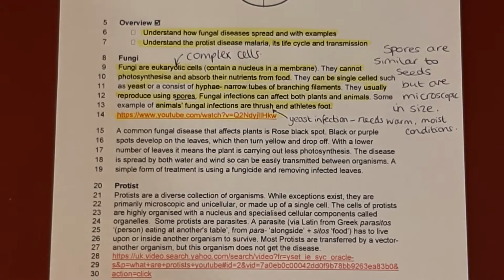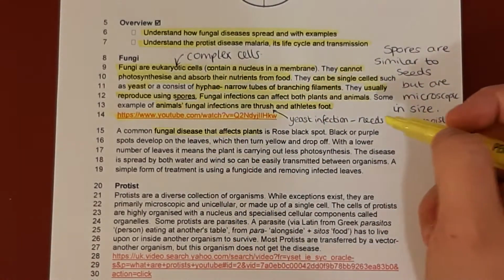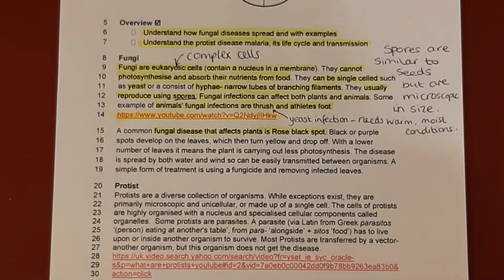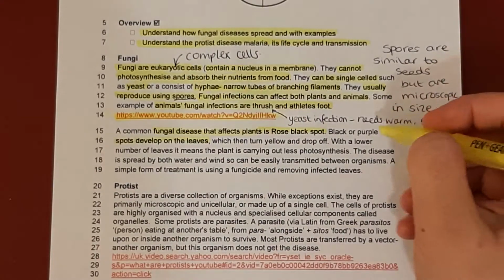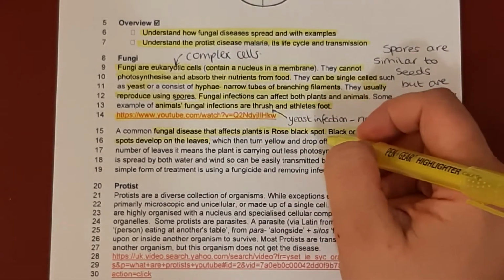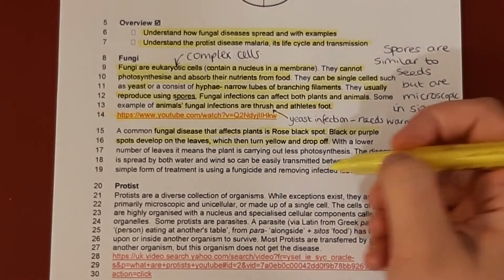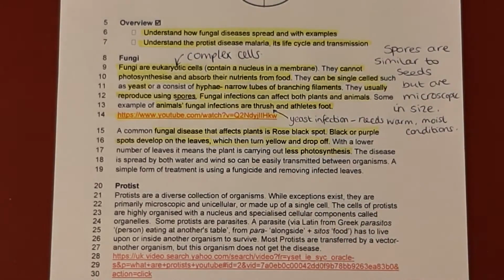Okay, so welcome back. A common fungal disease that affects plants, so the previous ones affected animals, is rose black spot. So rose black spot is black or purple spots that develop on the leaves, and then they turn yellow and drop off. So with fewer leaves, that means the plant carries out less photosynthesis. That is not good. That's similar to a person or an animal eating less food.